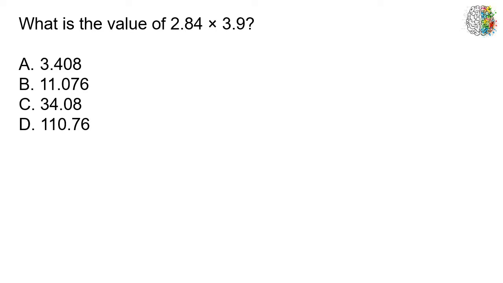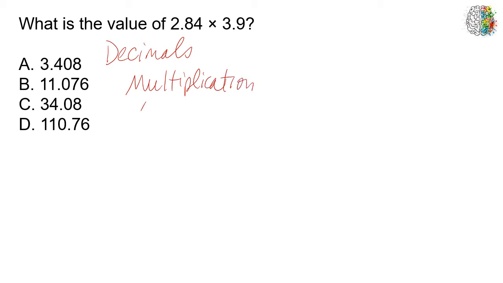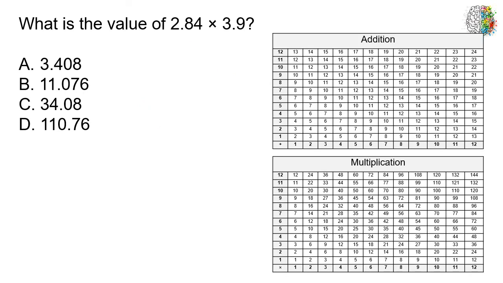This problem asks us, what is the value of 2.84 times 3.9? So this is a multiplication of decimal problem. And whenever you have multiplication of decimals, they are actually testing your knowledge base on decimals, multiplication, and addition. Use the addition and multiplication tables along with everything we know about decimals in order to help us solve this problem.